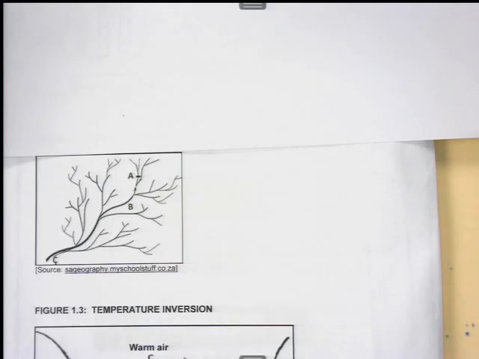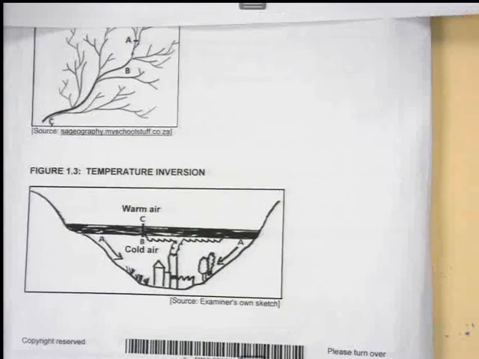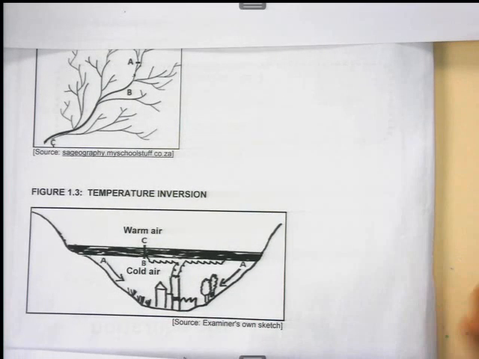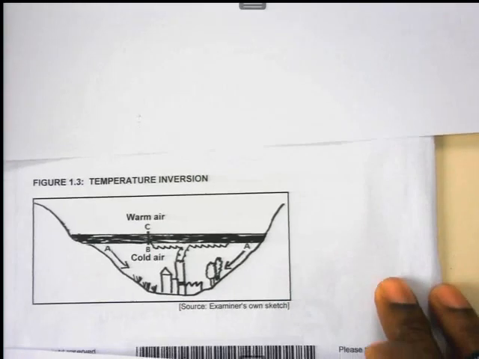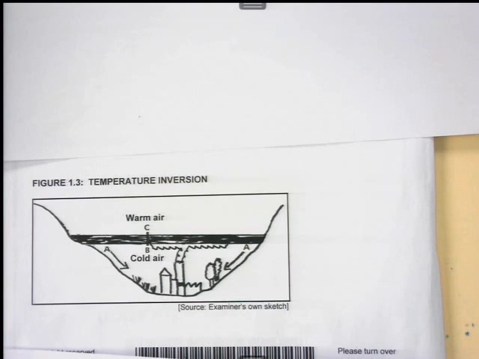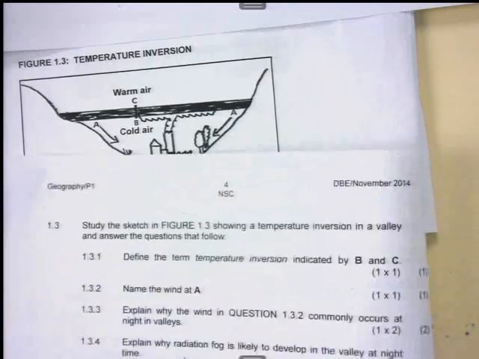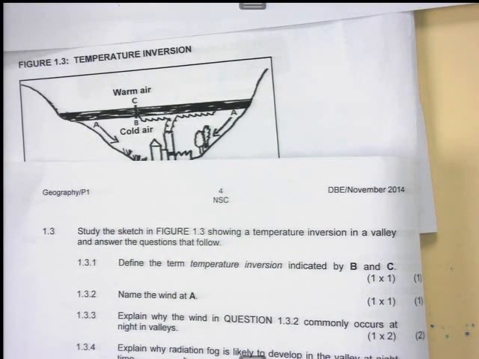So we are moving over to the next question, which is our 1.3. This is another question that poses some problems to most of you. If you look carefully at the diagram there, it shows you that the settlement is found in a valley. The heading says, study the sketch in figure 1.3 showing a temperature inversion in a valley, and answer the questions that follow. Define the term temperature inversion indicated by B and C.